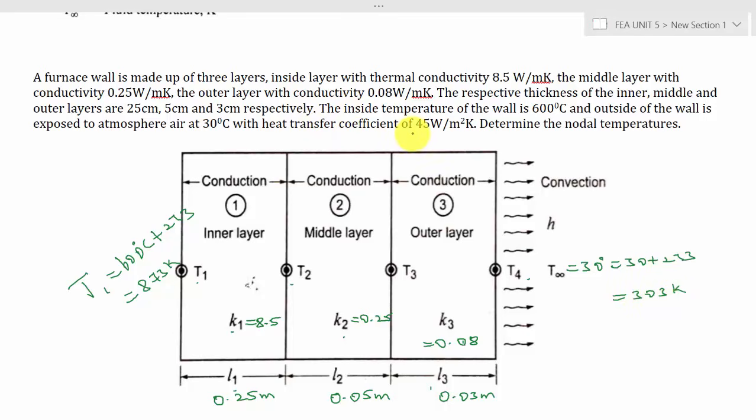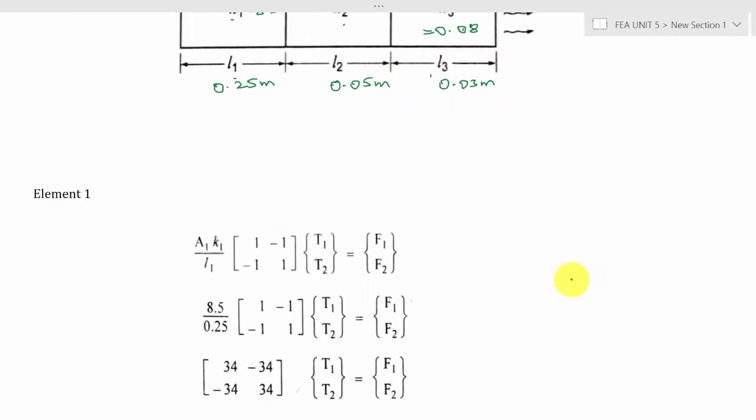With the heat transfer coefficient of h is equal to 45 watt per meter square Kelvin. Determine the nodal temperature. So we have to identify the values of T2, T3 and T4. Here this atmospheric temperature is not T4. Don't get confused, because convection is there. So you will have a temperature loss in between T4 and T alpha. Fine.